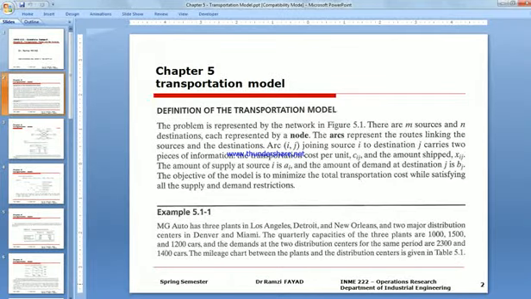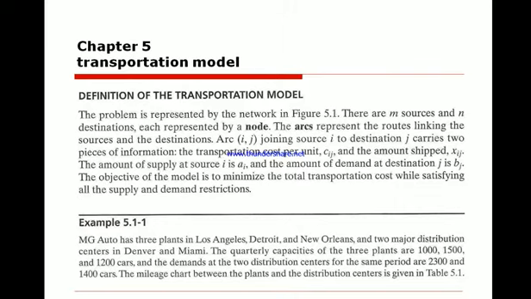In this video we're going to consider the transportation model. Let's define the transportation model first. Let's see it in this example. We have a car company.